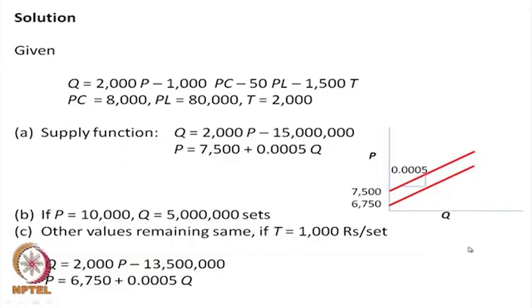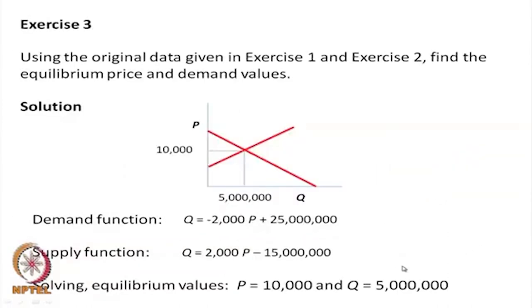So, this is exercise 2. Now, we go to exercise 3. Here, we are trying to find out the equilibrium value. Now, there are two ways. One is plotting graphically. This is our demand curve with a negative slope. This is our supply curve that has a positive slope. The point of intersection gives the equilibrium value of price and output. In this case, the value is obtained as 10,000 rupees per set, and this is 5 million TV sets in a year.